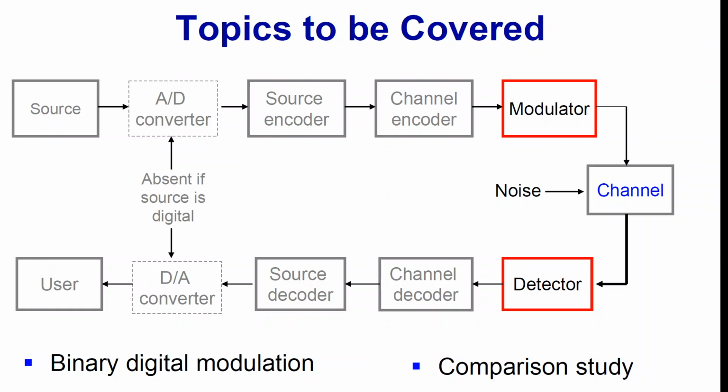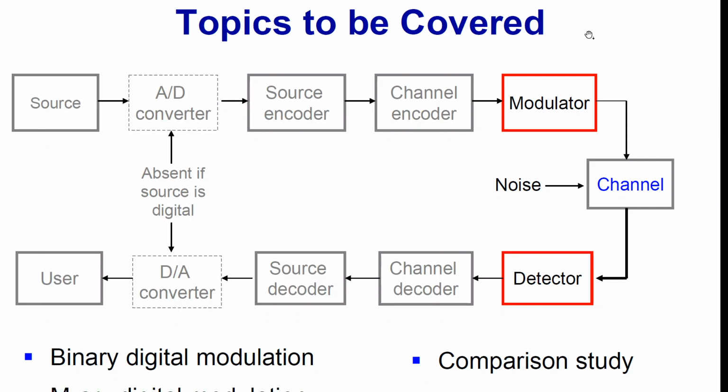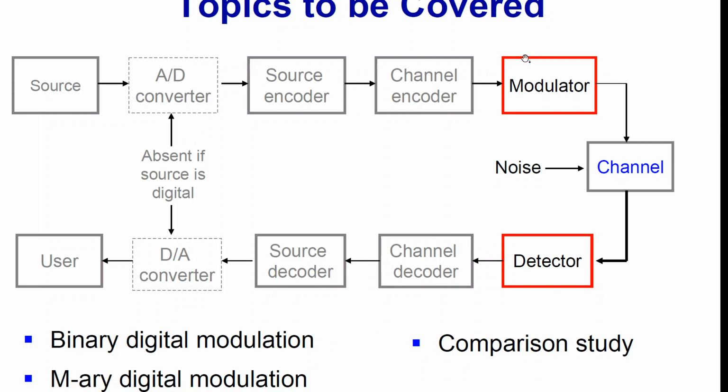Here we will be studying binary digital modulation techniques. That is, we will consider that the input is either zeros or ones, having only two levels. Then there are also M-ary digital modulation schemes, which we will study later. Here we will use only binary digital modulation. M-ary digital modulation means each symbol will be represented as a combination of M bits. The details we will study later.